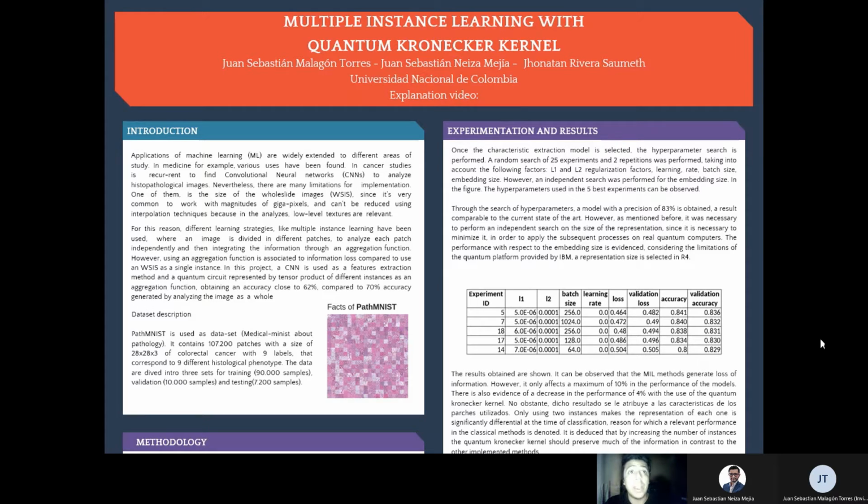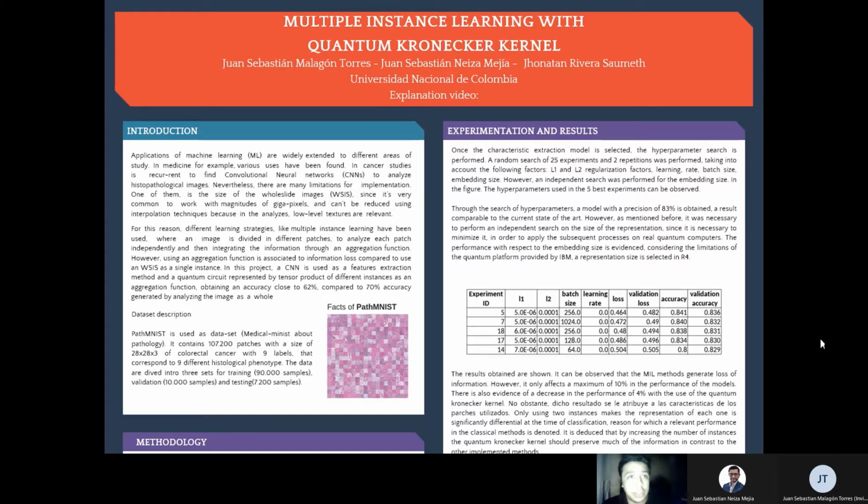Because of that, we have different learning strategies like multiple instance learning, where the image is fragmented into patches. The patches are analyzed independently, and with the results, a conclusion is given on the whole picture. It is a strategy that has become very popular because it allows working with pathological images, but generates lots of information compared to the use of the complete image. Then, a new method of integrating the information of the patches or instances is proposed, called Quantum Kronecker Kernel.